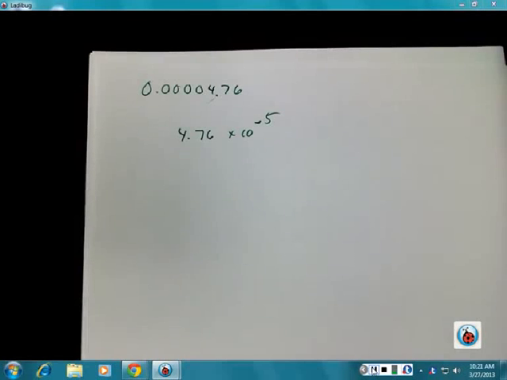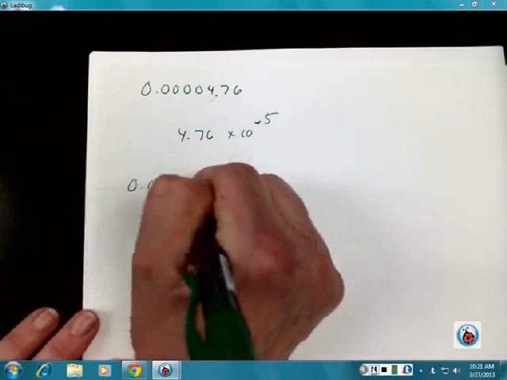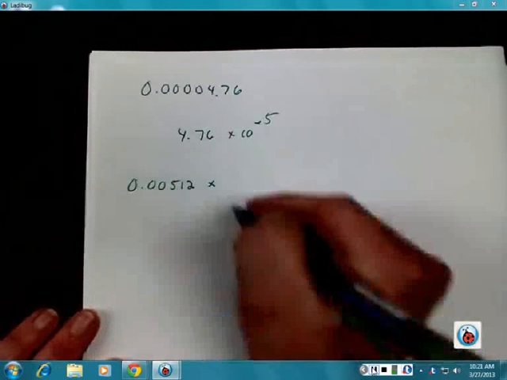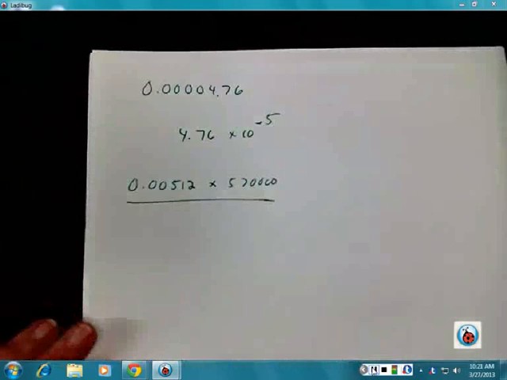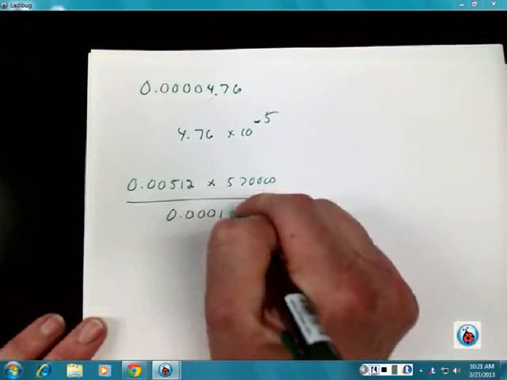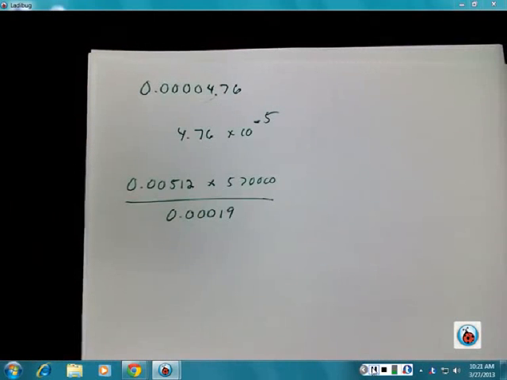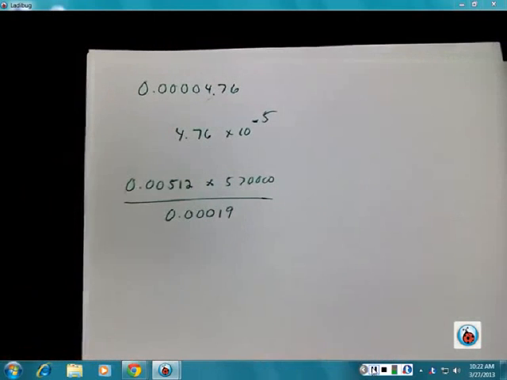Now, they don't leave it just like that. In Hawks, they give you something that looks like this: 0.00512 times 57000 all over 0.00019. And they say solve it. Come up with an answer. Well, this one's small enough I could stick all this right on my calculator, multiply the top part out, get that answer, divide it by the bottom, and have what I would have for my answer.